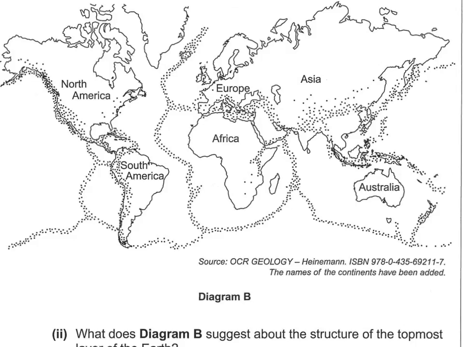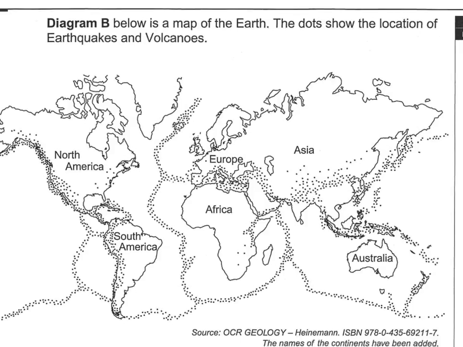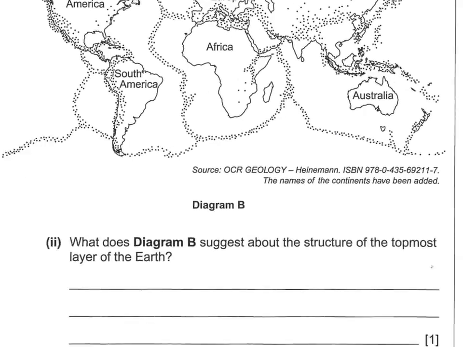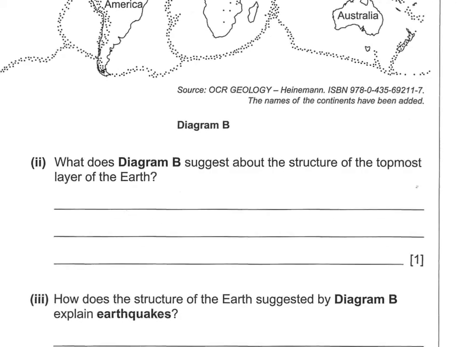So now we're shown this map, and we're told that the dots show the location of earthquakes and volcanoes, and you can see that they come in little lines in various positions. And so we're asked, what does this suggest about this upper topmost layer of the Earth? And so this is the idea that it's in sections called plates.